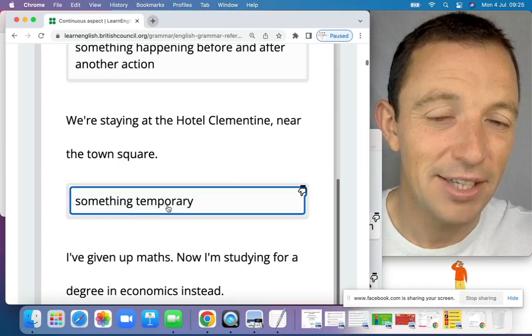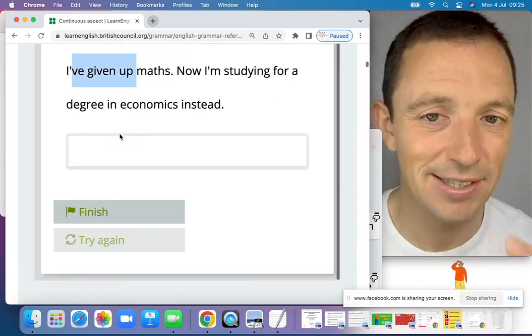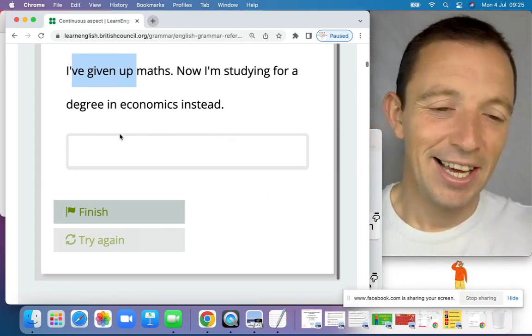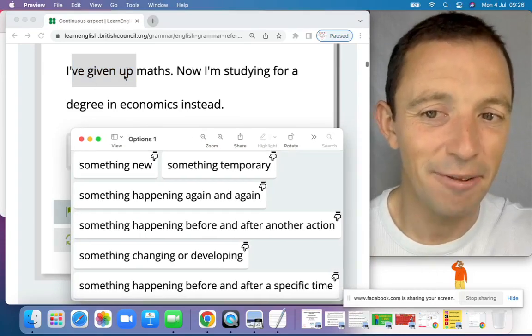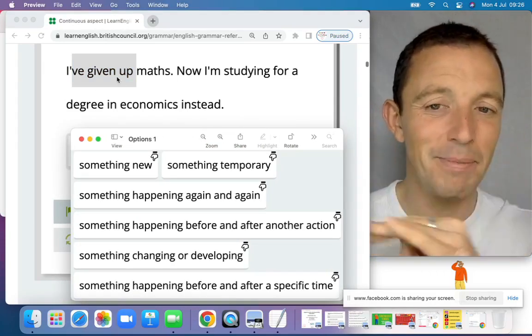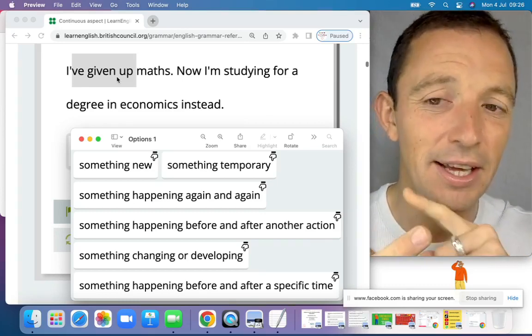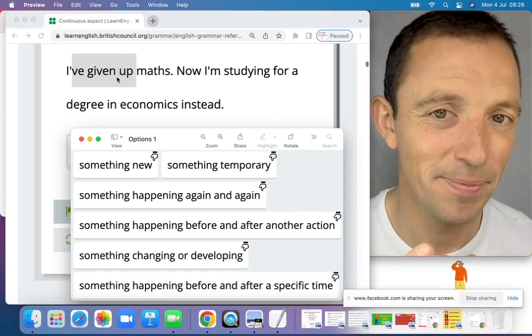And the final answer is something new. So I have given up maths. Now I'm studying for a degree in economics instead. So first, we have the phrasal verb to give up, means to quit. Give up cigarettes, give up coffee, give up chocolate. And this means to quit.